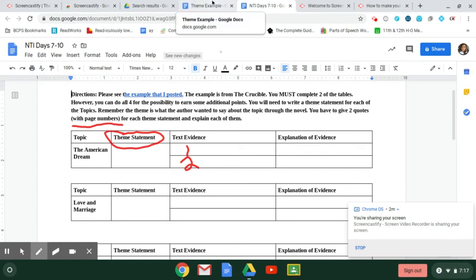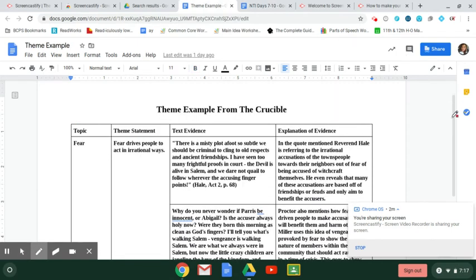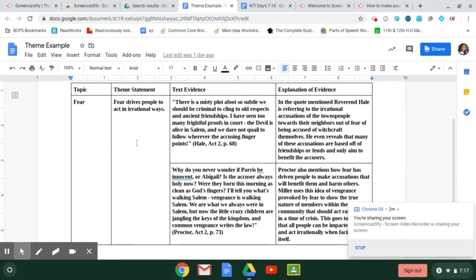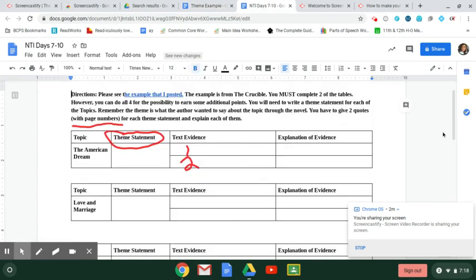If you look at my example, I have two quotes from The Crucible. Here I have my theme statement, and here I have my two quotes with page numbers. The last thing that you would have to do is explain how each theme statement goes with the text evidence. How does your text evidence support that theme statement that you selected?